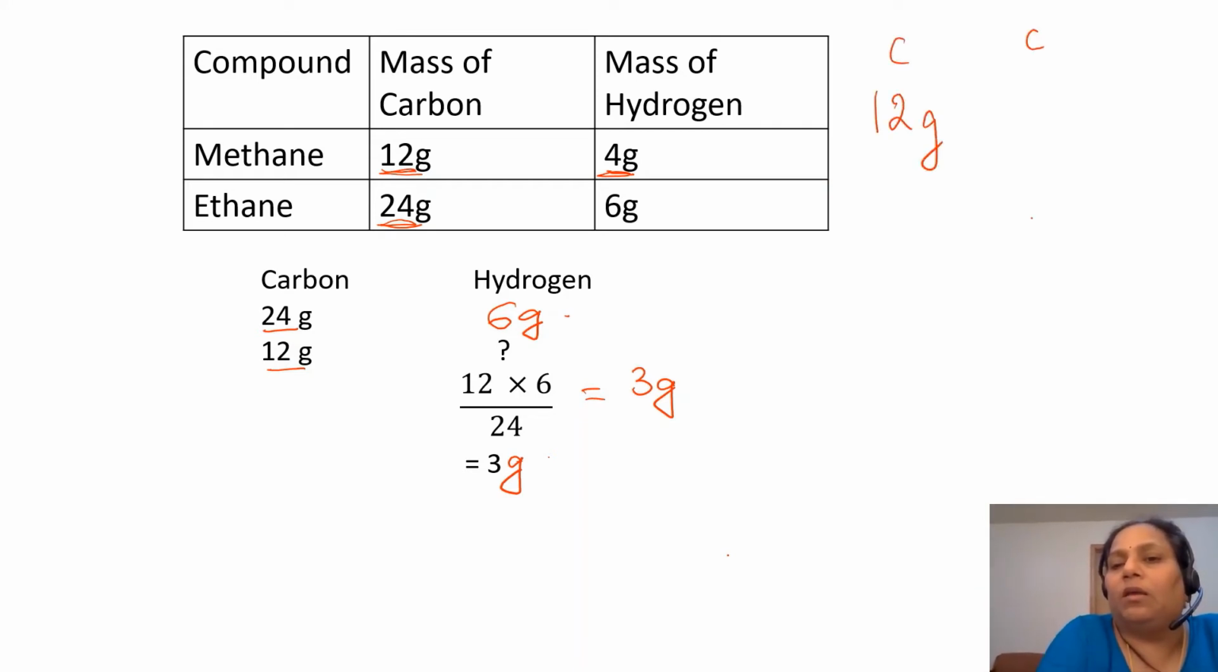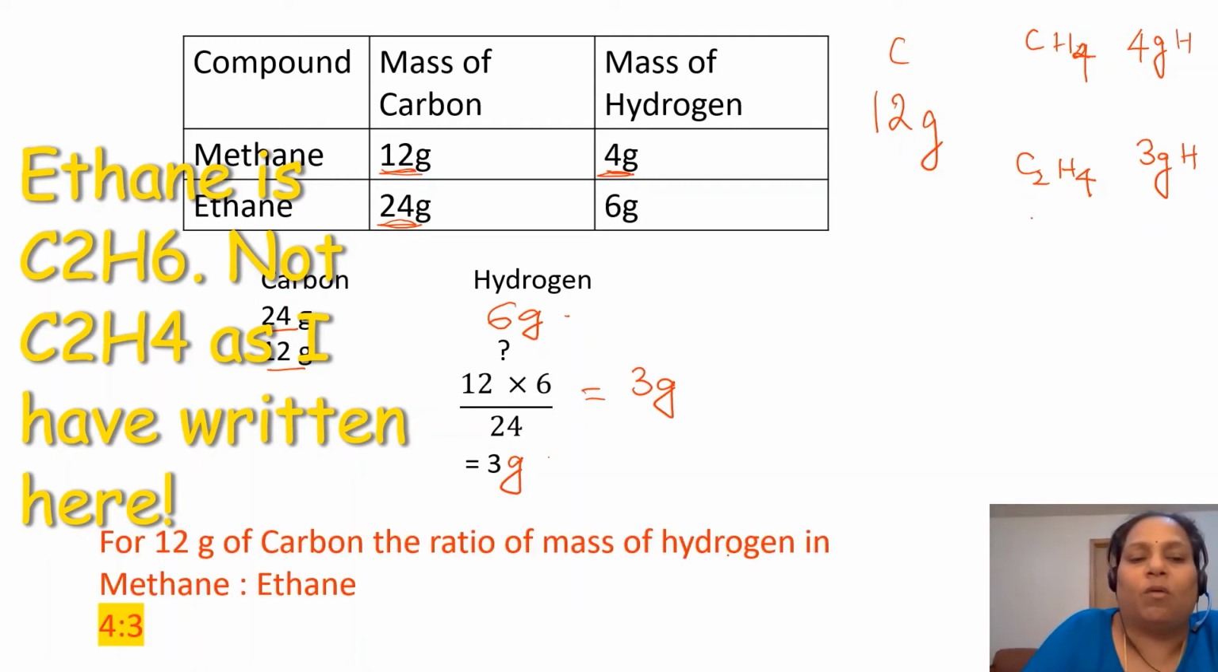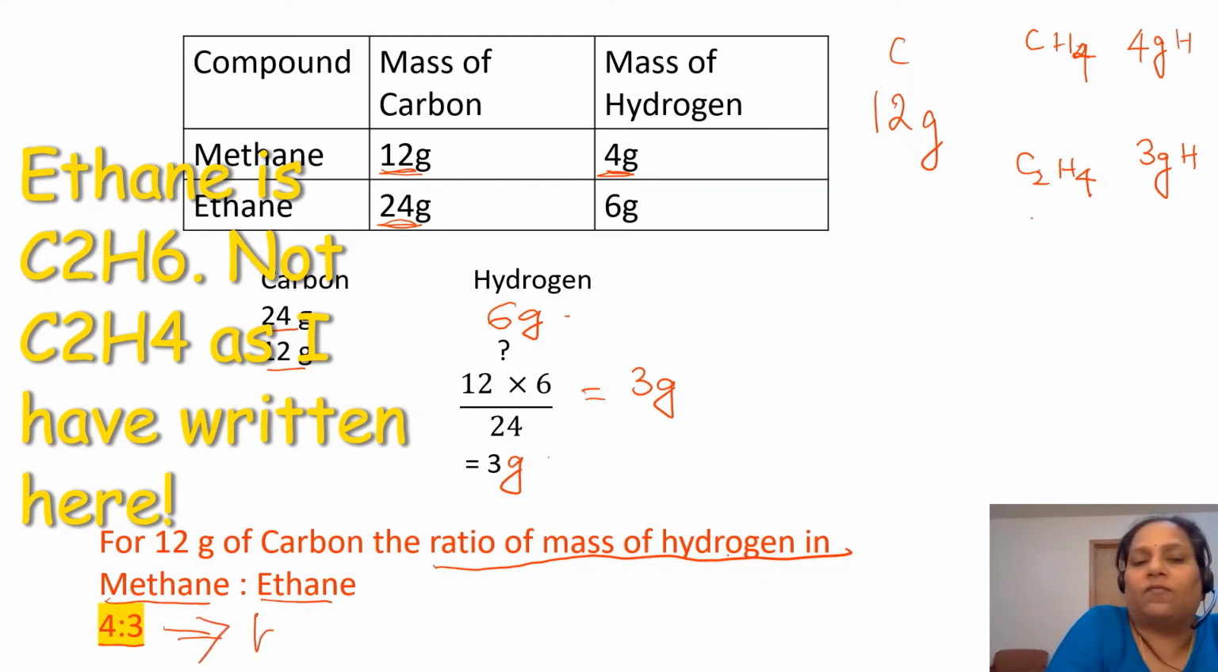So in methane, for 12 grams of carbon, I have 4 grams of hydrogen, and in ethane, for 12 grams of carbon, I have 3 grams of hydrogen. So what will be the ratio of hydrogen in these two compounds? So for 12 grams of carbon, the ratio of mass of hydrogen in methane to ethane will be 4 to 3. This is in ratio of simple whole numbers.